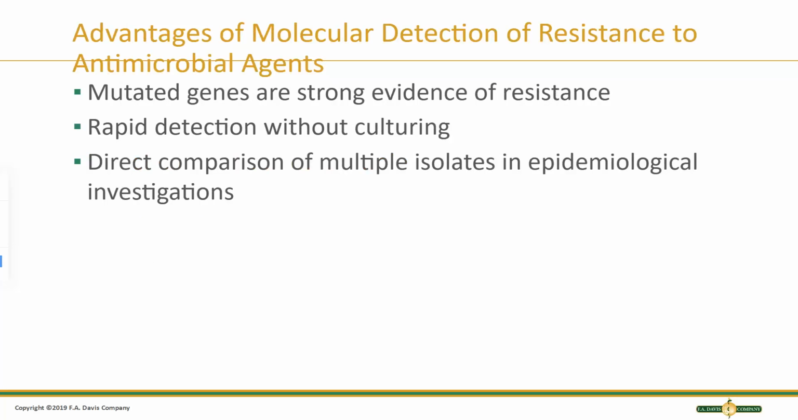Advantages of molecular detection of resistance to antimicrobial agents: mutated genes are strong evidence of resistance, rapid detection without culturing, and direct comparison of multiple isolates in epidemiological investigations. A normal gene may be mutated, which makes it resistant to a drug, or the microorganism got an extra gene, usually on a plasmid, that confers resistance. For example, the mecA gene confers methicillin resistance. Acquiring that gene makes Staphylococcus aureus resistant to methicillin.